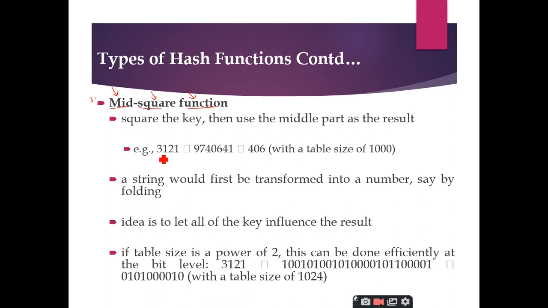So for example, if I take 3121 as my key value, the first step I should do is square this number. So 3121 into 3121, I will perform this, and the resultant number I got is 9740641, right? So I can take the middle part, 406. So 406 will be the key to store the 3121. This is how you perform the mid square operation, right?